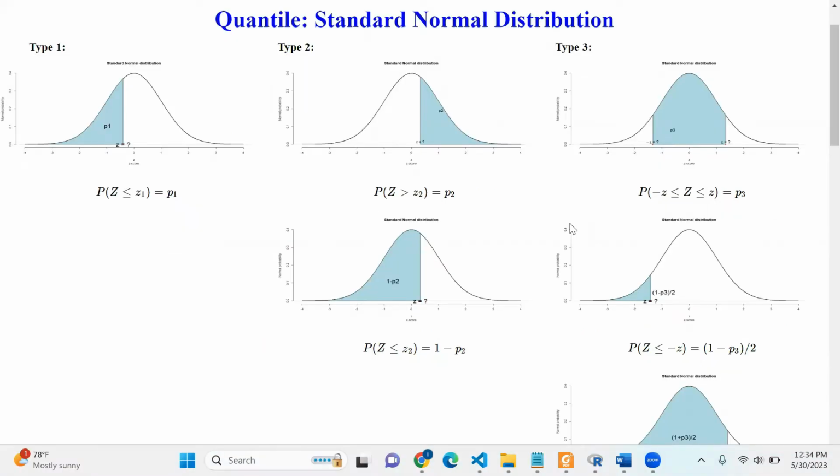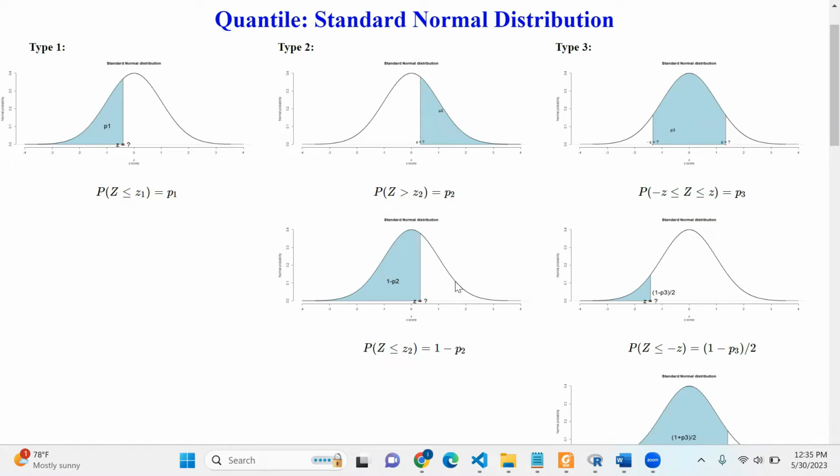So far, we discussed how to find the quartiles of a standard normal distribution. That is, the z-score values corresponding to the given probabilities 0.25, 0.5, and 0.75 respectively. Now let's discuss the general quantile problem of a standard normal distribution. That is, for any given probability P in the range of 0 to 1, we shall try to find the z-score corresponding to the given probability P.